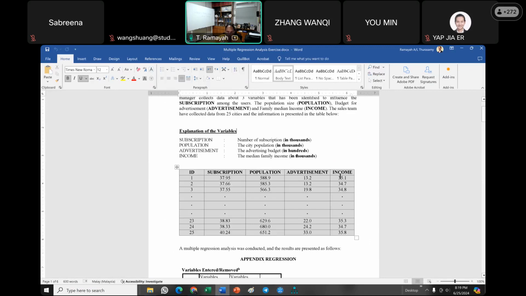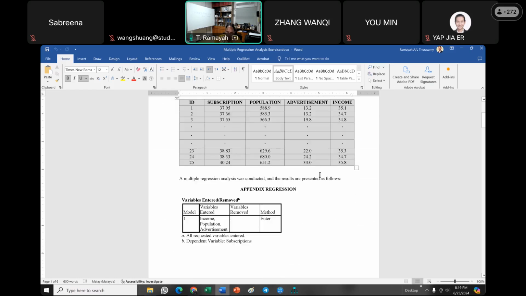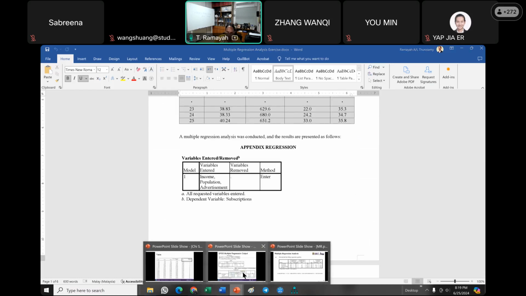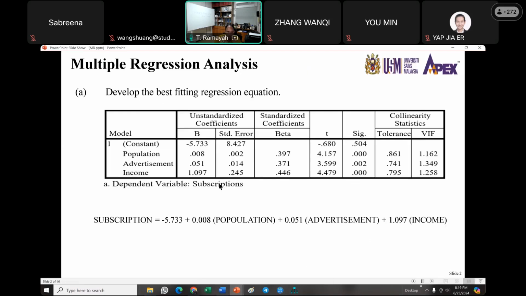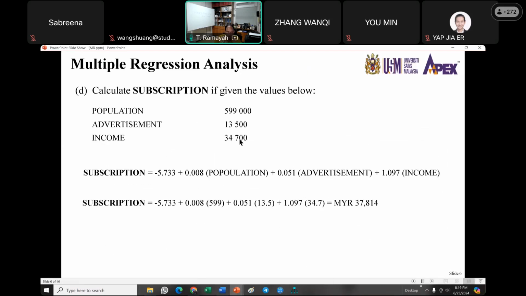So the number 35.1 means 35,100. Here 13.2 means 132. Okay, 132 times 100. So when you substitute into the equation here, you need to convert, okay? So this 13,500 becomes 13.5 because you divide by 100.